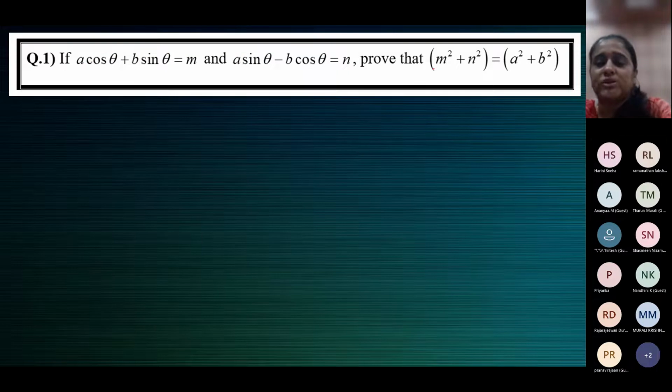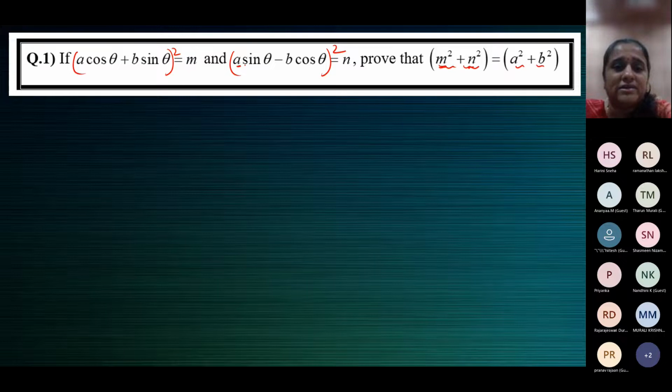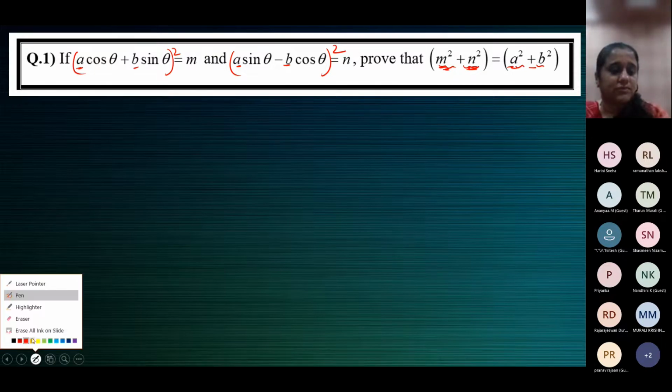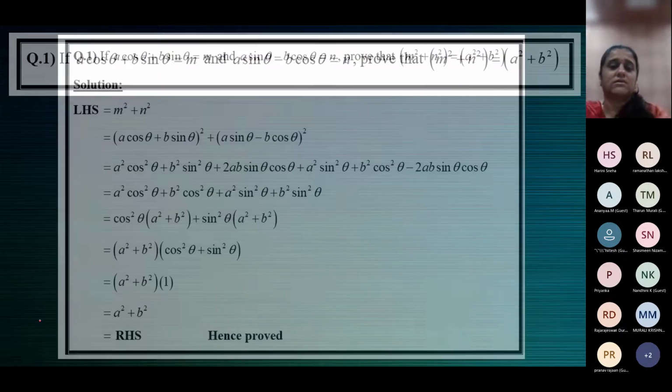All right. We need to prove that M square plus N square is equal to A square plus B square. A and B are here, A and B are here. You should substitute for M and N. You should prove that M square plus N square is equal to A square plus B square. Please listen.